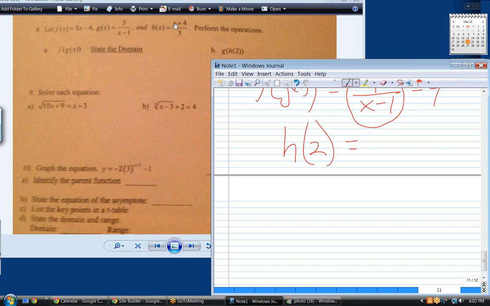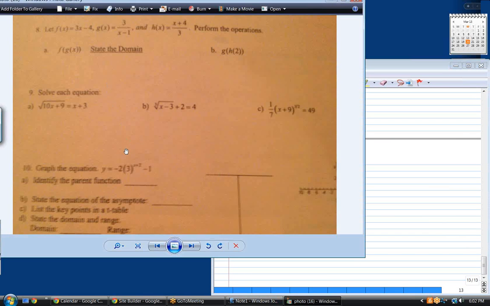Here's the h function. What's h of 2? Should be x. Substitute 2 for x. Oh, yeah, it'll just be 2. So now when they say g of h of 2, they're really saying g of 2. It's g of 2, so it would just be 3. All right. Just always work from the inside out.